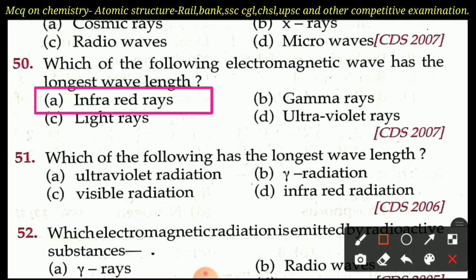Next question is question number 51. Which of the following has the longest wavelength? A, ultraviolet radiation; B, gamma radiation; C, visible radiation; D, infrared radiation. The right answer of question 51 is option D, infrared radiation.